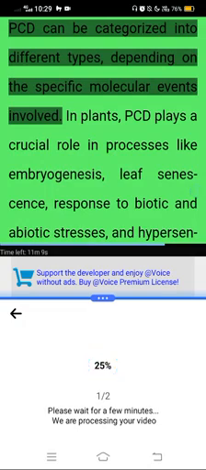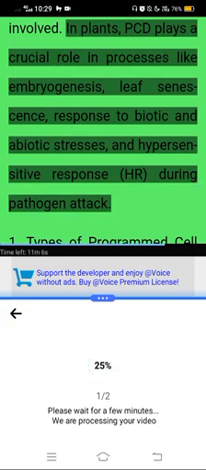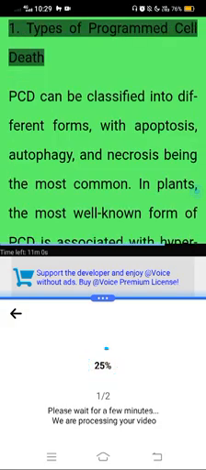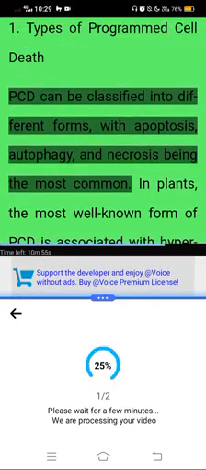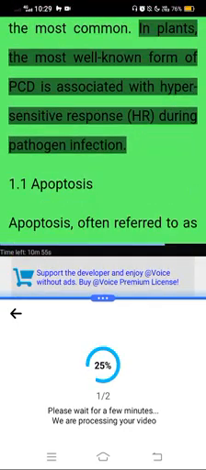PCD can be categorized into different types, depending on the specific molecular events involved. In plants, PCD plays a crucial role in processes like embryogenesis, leaf senescence, response to biotic and abiotic stresses, and hypersensitive response (HR) during pathogen attack. 1. Types of programmed cell death. PCD can be classified into different forms, with apoptosis, autophagy, and necrosis being the most common. The most well-known form of PCD is associated with the hypersensitive response (HR) during pathogen infection.